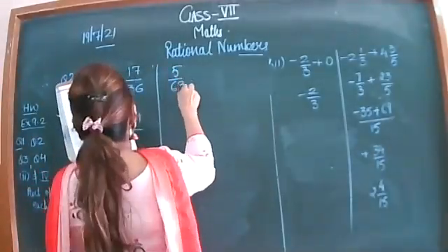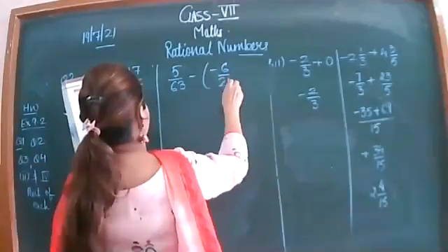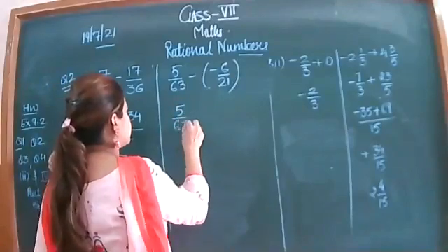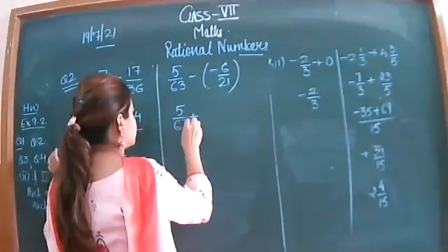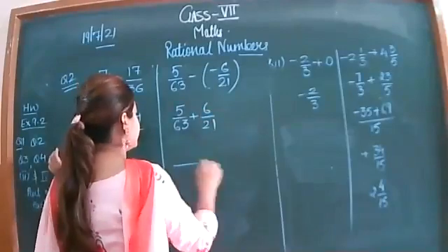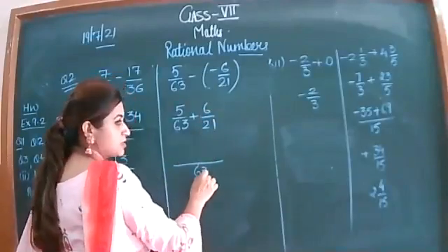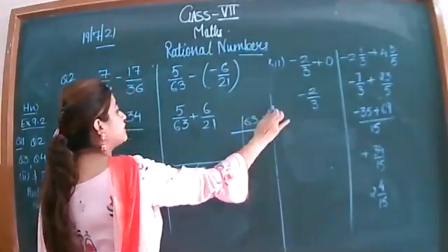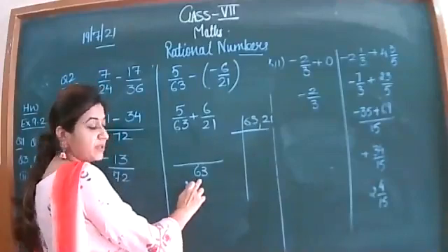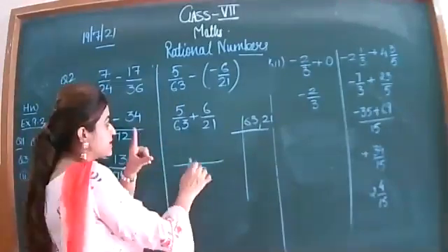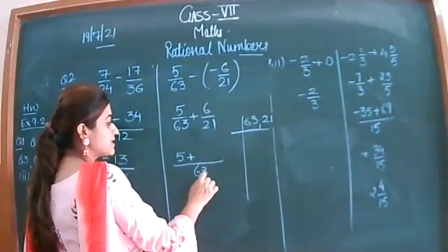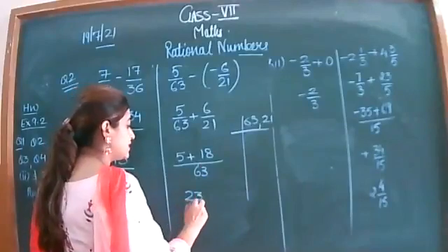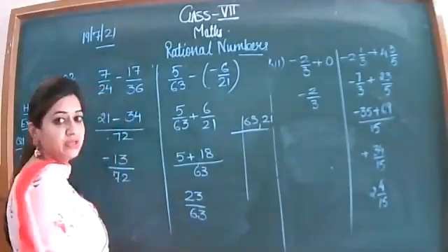See one more part. 5 by 63 minus 6 by 21. Minus minus is plus. 6 by 21. LCM of these two terms is 63. If you want to check it, you can check it by dividing with the prime numbers. LCM must be 63. 63 divided by 63 is 1. 5 ones are 5. 63 divided by 21 is 3. 6 threes are 18. 23 by 63.